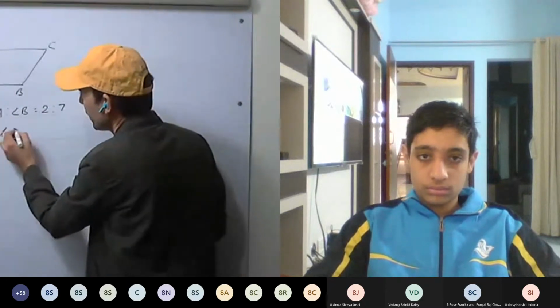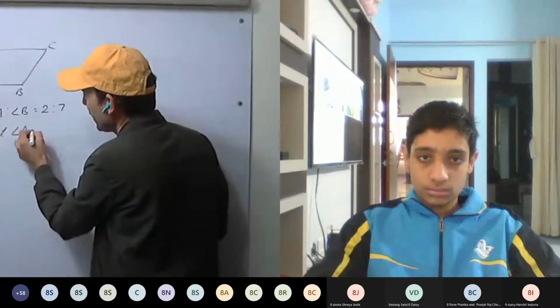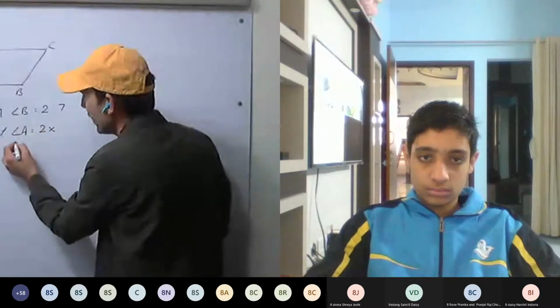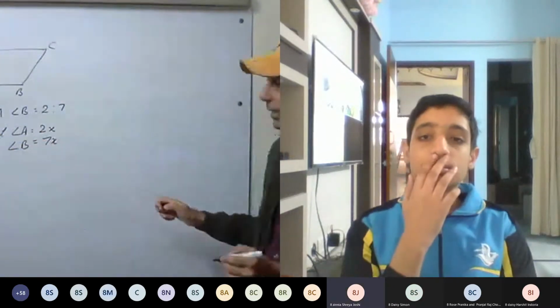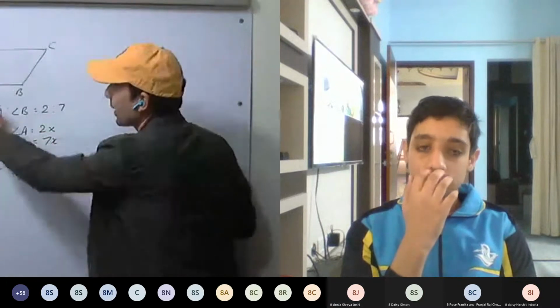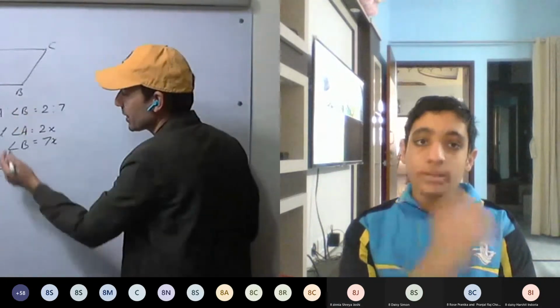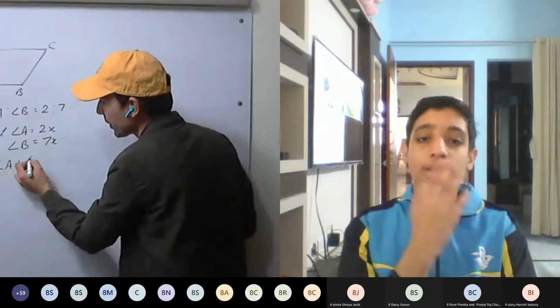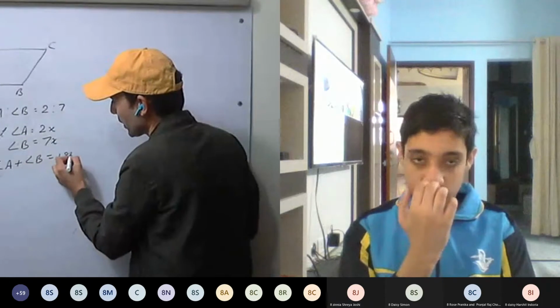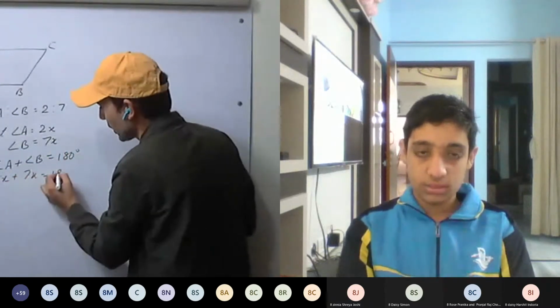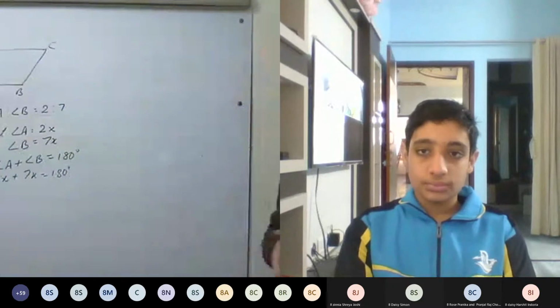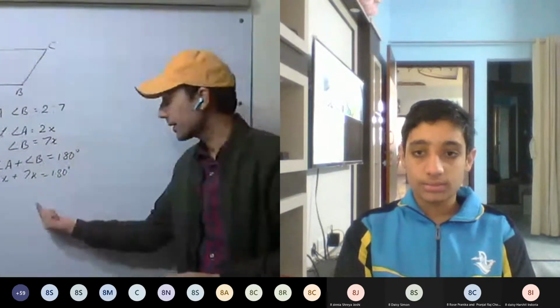Let angle A equal to 2x. Then angle B will be how much? 7x. Okay. And angle A and angle B, they are adjacent angles. Adjacent angles are supplementary, 180 degrees. Now 2x plus 7x equal to 180 degrees. Rest you can solve. Find the value of x.